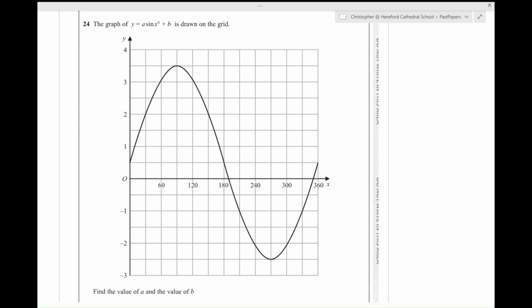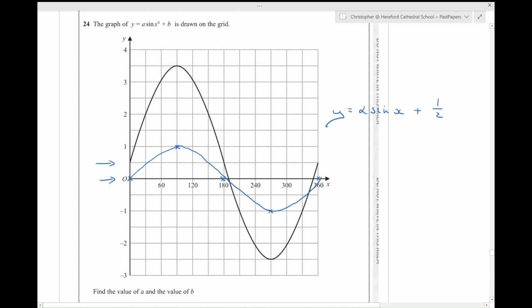Question 24. I've got a graph here which is obviously related to the graph of sine x. So I'm going to start by drawing the graph of sine x, and then I can compare the two. Right, here we go. Now, my black graph, when x equals 0, is simply a half higher. So I reckon that we're looking at y equals alpha sine x plus a half.